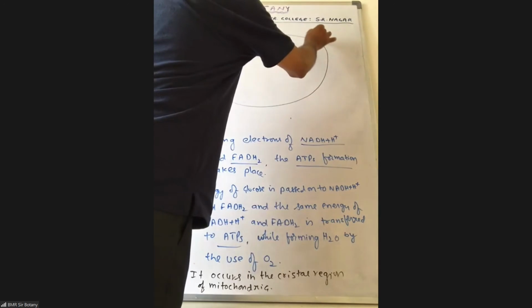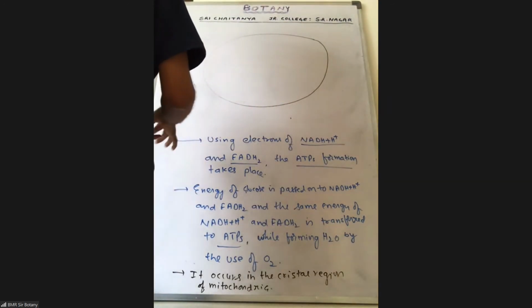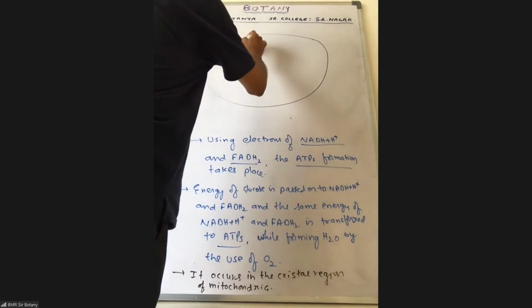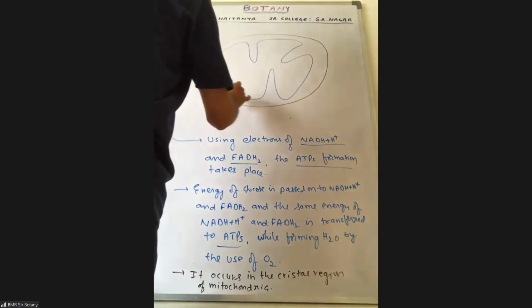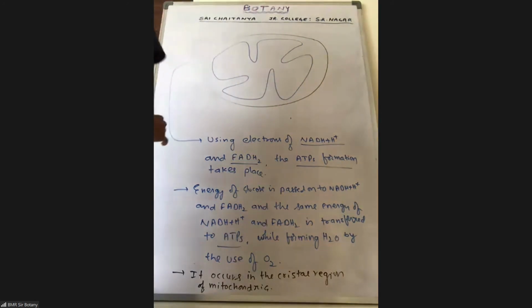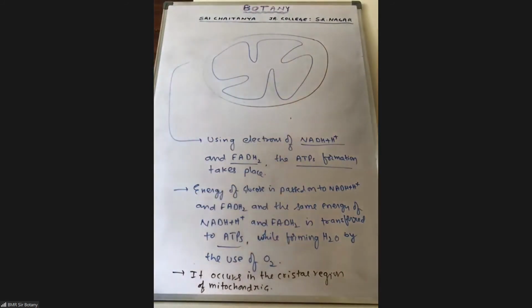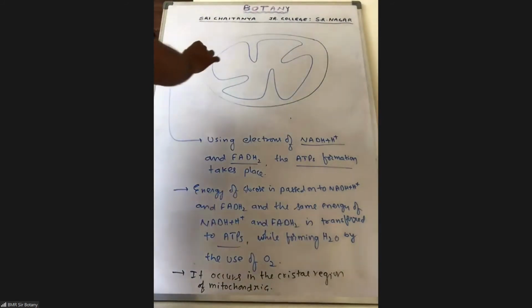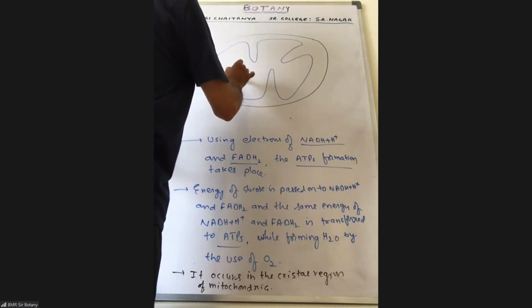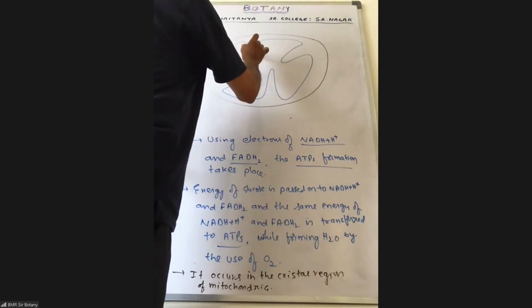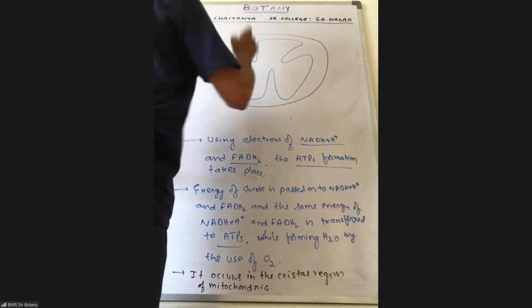Mitochondrion, outer membrane, inner membrane. What are the invaginations of inner membrane called? Cristae. And what do you see on cristae or in the cristae region? Stalked elementary particles. Oxysomes, we call them. 10 to the power of 4 to 10 to the power of 5, their number is. Like this.